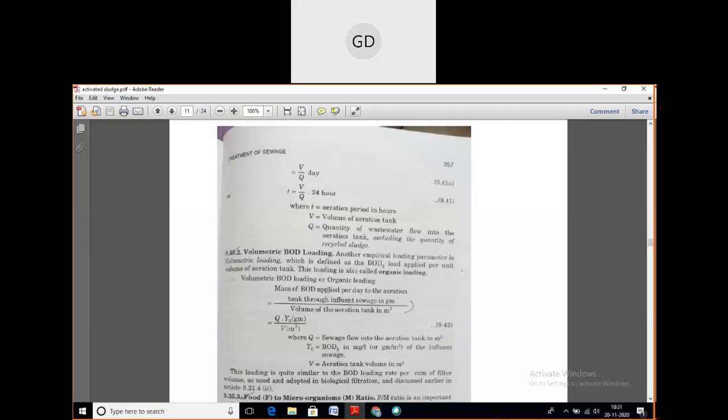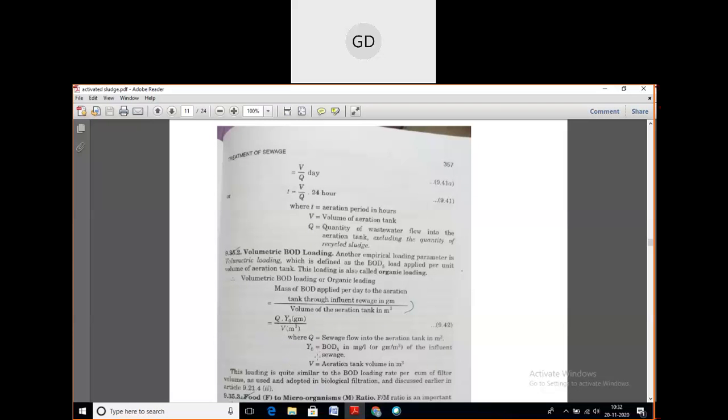So you see the expression: mass of BOD applied per day to the aeration tank through influent sewage, divided by the volume of the aeration tank in meter cube. So this whole thing is your formula. It is also written as Q into Y naught divided by V.